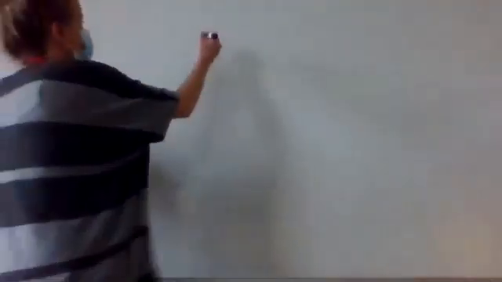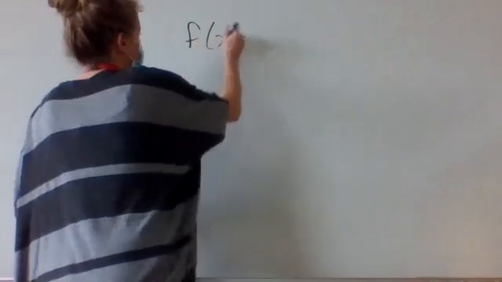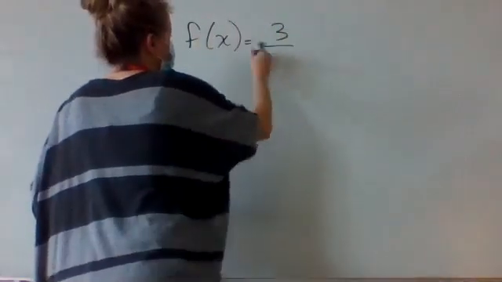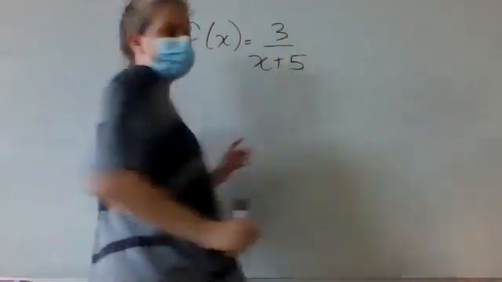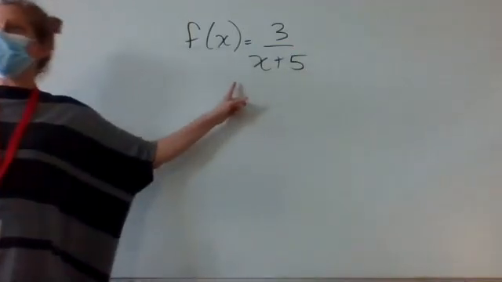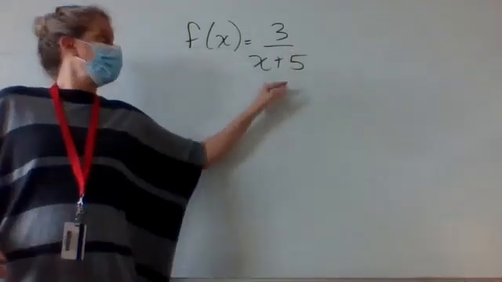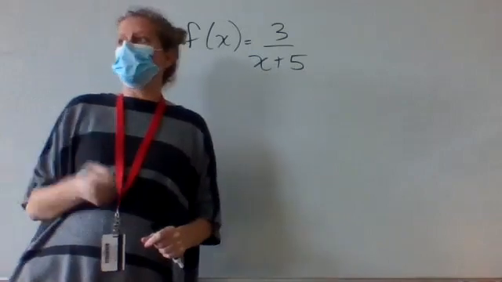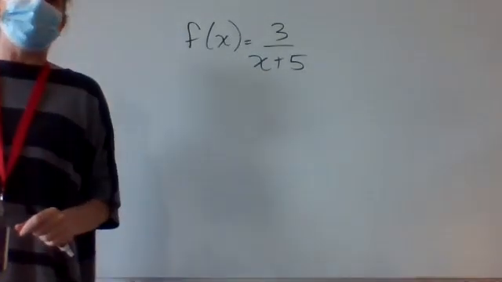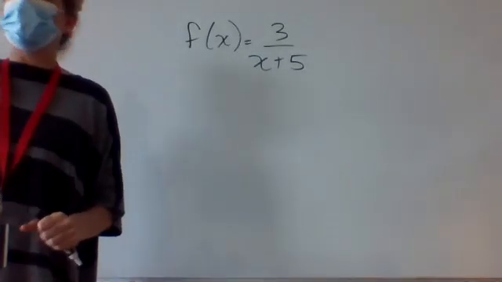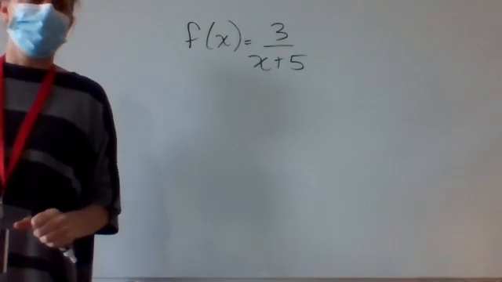So remember, up until now, the only restriction that we've seen when we're talking about domain is if we have a function like this, right? That would give us a restriction because there's an x in the denominator and we wouldn't want that denominator to end up being 0, right? Because you can't divide by 0.